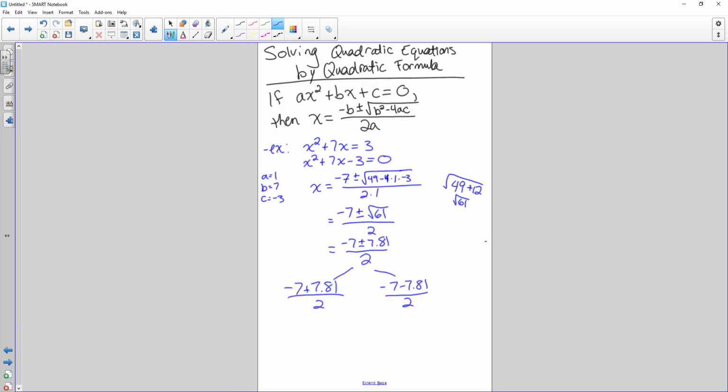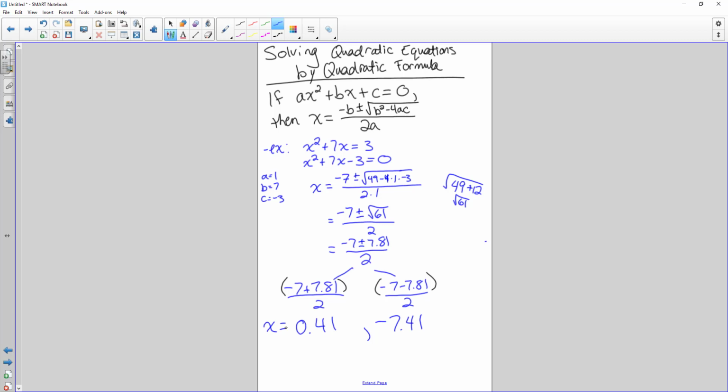So when I calculate that, if you're going to put this all in one step in your calculator, you can do so. Just make sure you use parentheses on top in the numerator so that it does the negative 7 plus 7.81 before dividing that whole thing by 2. So for my addition problem, I'll have 0.41, and for the subtraction, negative 7 minus 7.81 divided by 2, negative 7.41. So those are the two values that x can be.